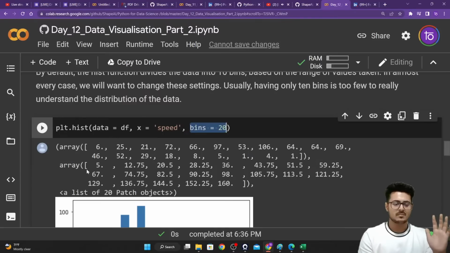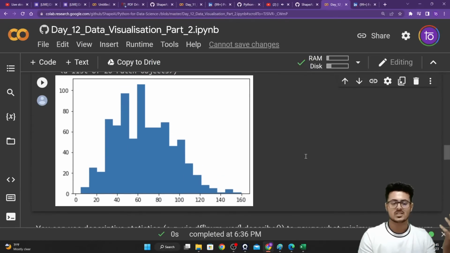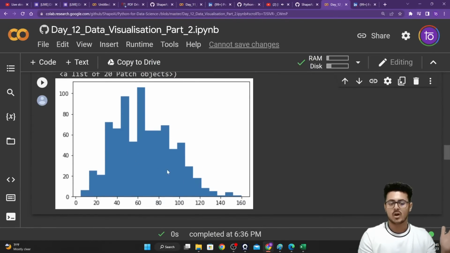So we'll take up the minimum value, which is 5. The maximum value is 160, and it will divide it into 20 bins, make the counting on the basis of that, and then print it out. So this is how the entire plot would look with 20 bins right over here. As we are able to see, the number of bars is much more than before.